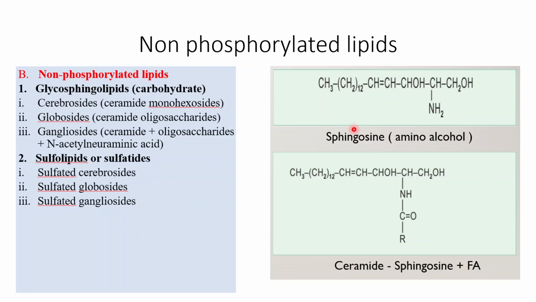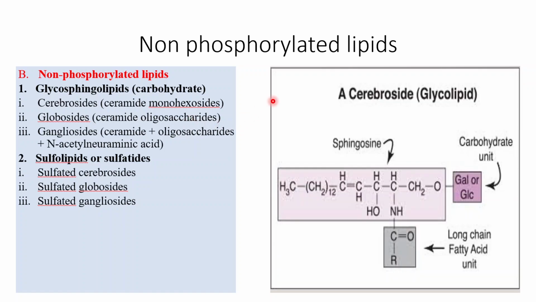Here the alcohol present is sphingosine. Sphingosine is an amino alcohol, as we have seen, having an amino group. To this amino alcohol, if a fatty acid is attached, it is known as ceramide. Depending upon the attachment to ceramide, we have the classification of non-phosphorylated lipids.